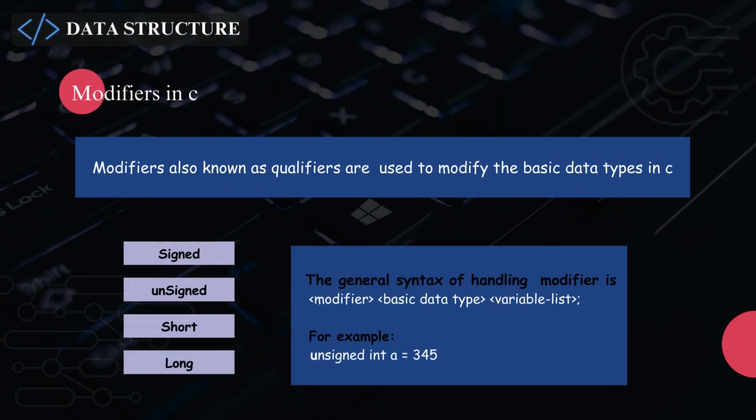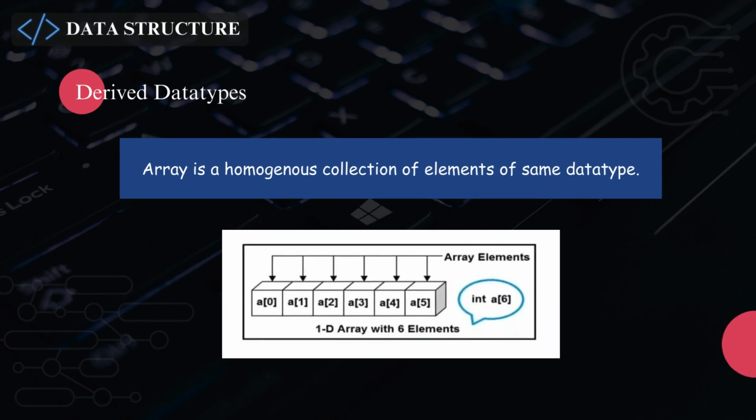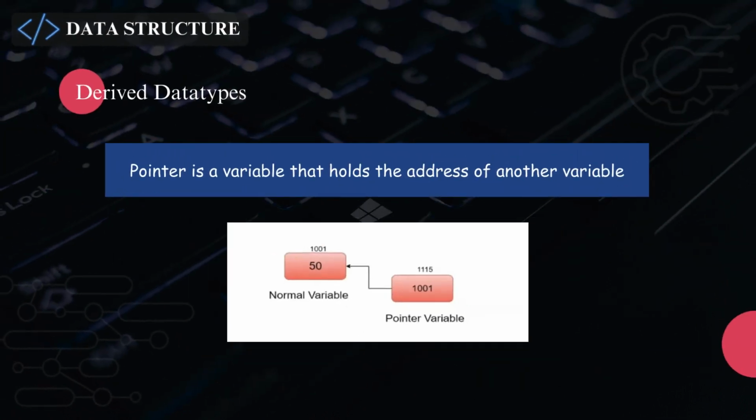So the modifiers in C. Modifiers, also known as qualifiers, are used to modify the basic data types in C. We have signed, unsigned, short, and long. The general syntax of using a modifier is: modifier, basic data type, and variable list. For example, unsigned int a is equal to 345. Now the derived data types. An array is a homogeneous collection of elements of the same data type. So we have a[0] to a[5], a one dimensional array with 6 elements. A pointer is a variable that holds the address of another variable.